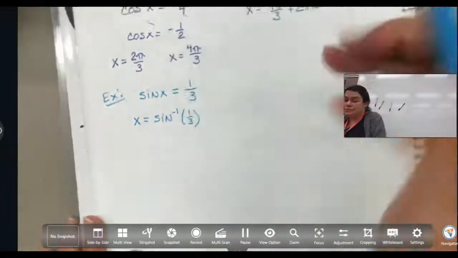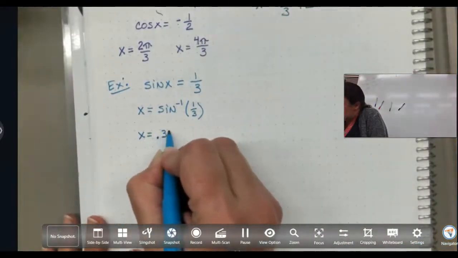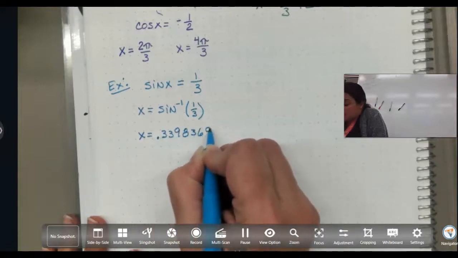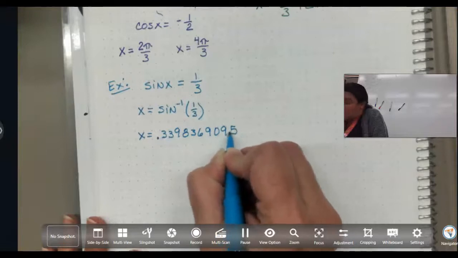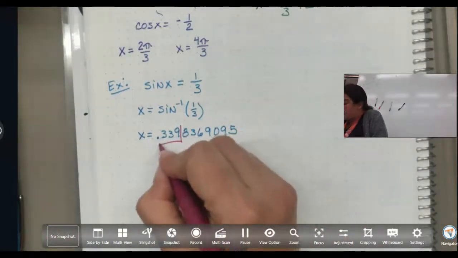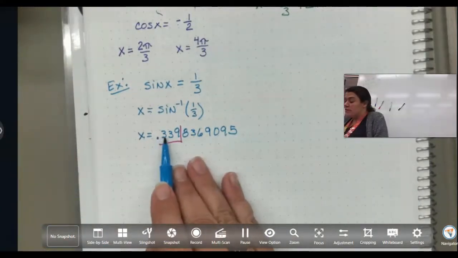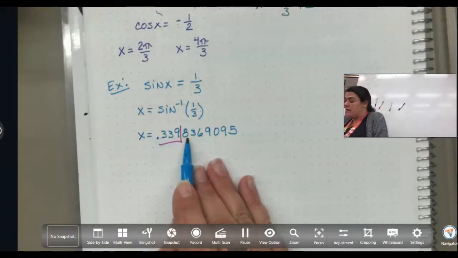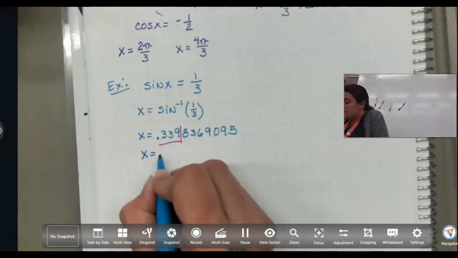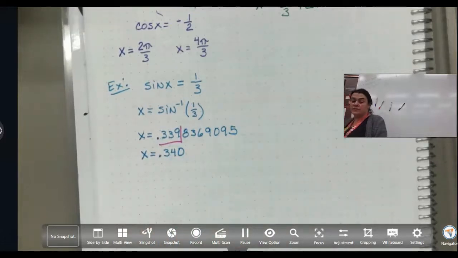Let me show you. So I get x equals 0.33983699095. Nobody in their right mind wants to write all of that down, so this is what I need right here. 3 decimal places. 0.339, that's an 8. It means rounded up, so that means x equals 0.340. That's my first answer.